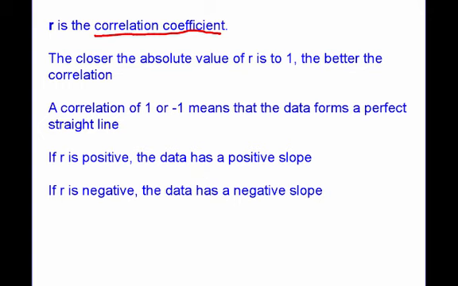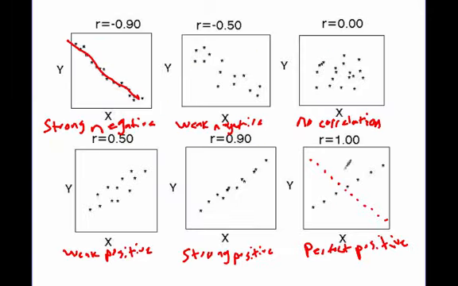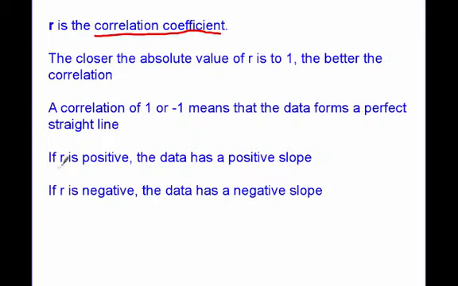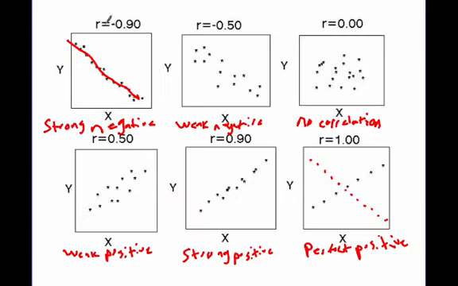So if we go back to the previous page, you can see that I have an R of 1 here, and these data points all formed a perfectly straight line. Okay, if R is positive, the data has a positive slope, and if R is negative, the data has a negative slope. So if we look here, this has an R of -0.9. So it's telling us the line slopes down, and 0.9 means it's really close to being a straight line, so we call it a strong negative.